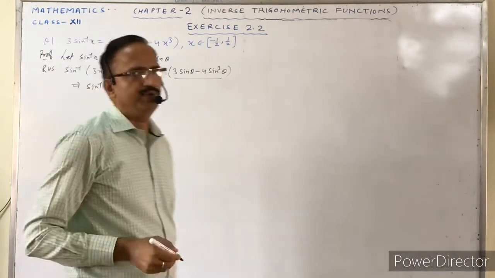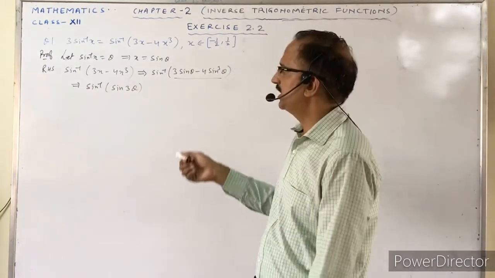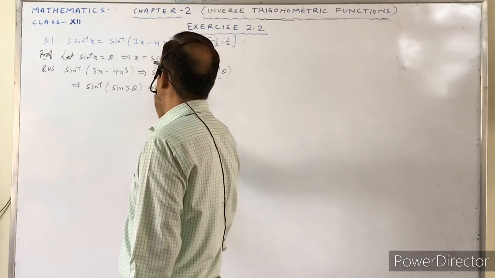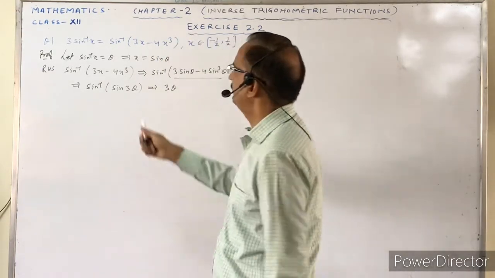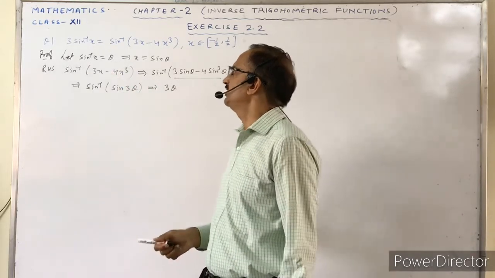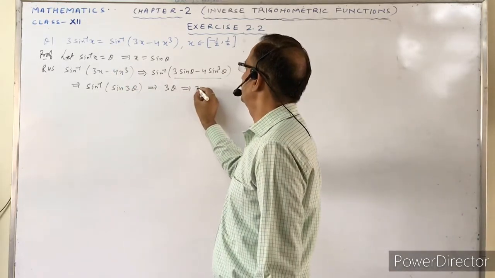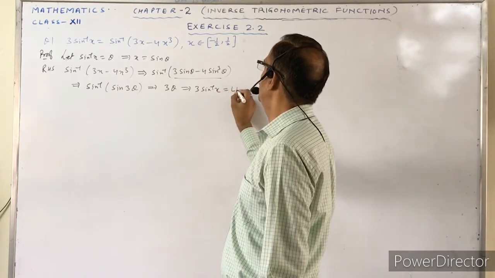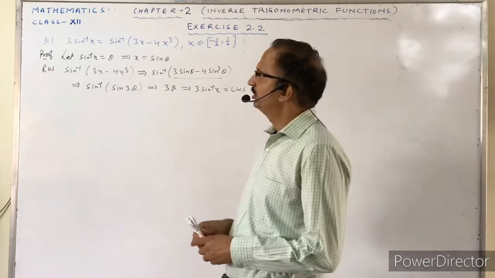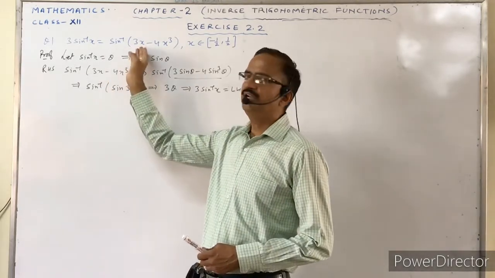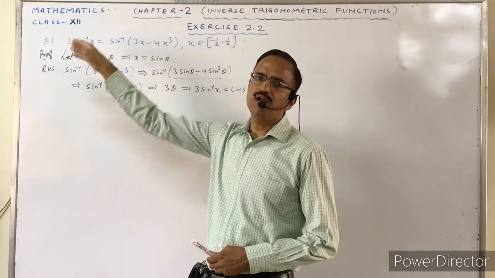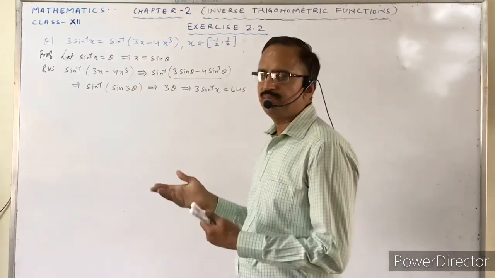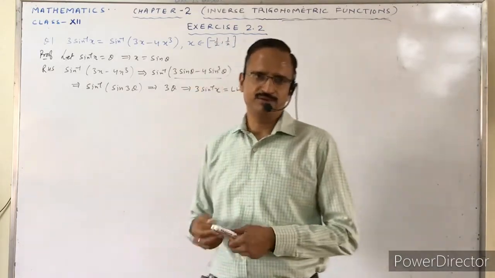Now by the property of inverse trigonometric function, this sine inverse and sine cancel out, and we will get 3 theta. So this is 3 theta, and what is the value of theta? That is sine inverse x. So we can write 3 sine inverse x, and this is nothing but the left hand side. So we take this right hand side and prove it equal to the left hand side. So in this way this result is proved. This is the method that we applied in class 10th also.